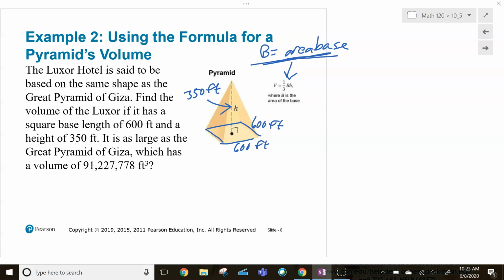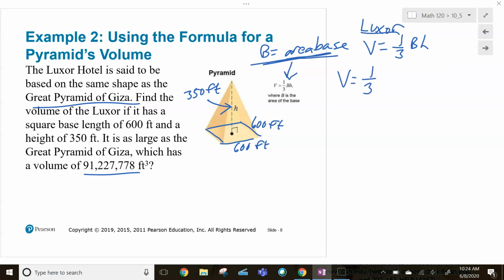So number one, let's go ahead and figure out what we're trying to answer. This Luxor Hotel here in Las Vegas is based on the same shape as the Great Pyramid of Giza, which is 91 million cubic feet in volume. Is the Luxor Hotel, which is massive, if you've been down to that, at least it sure is to me, is it as big? Well, let's find out. Let's find the volume of the Luxor. Let's compare it to the actual Great Pyramid of Giza.